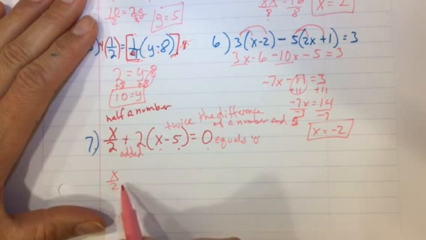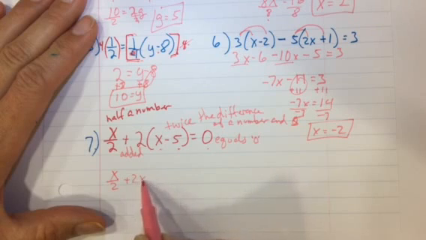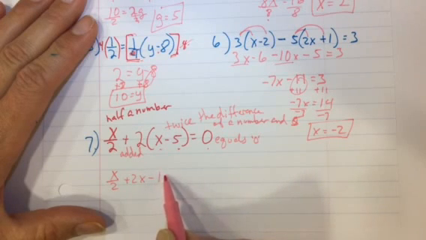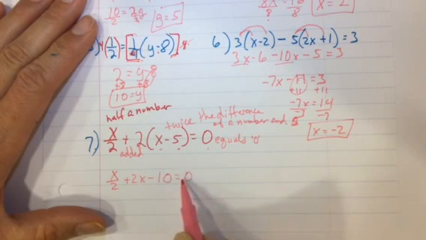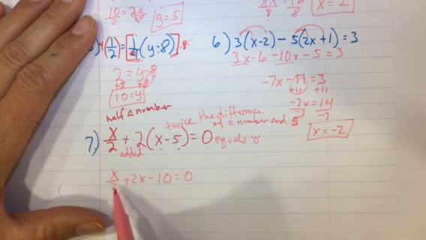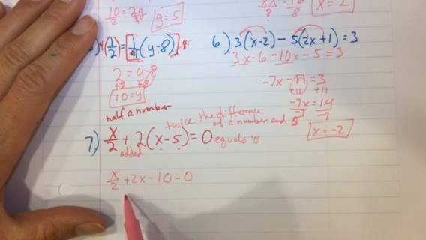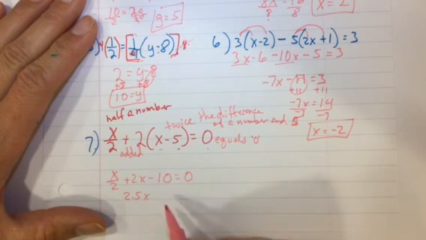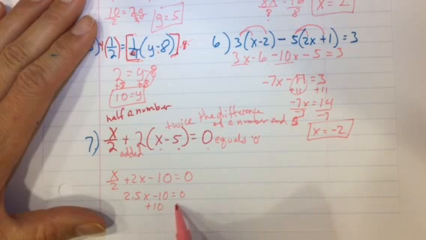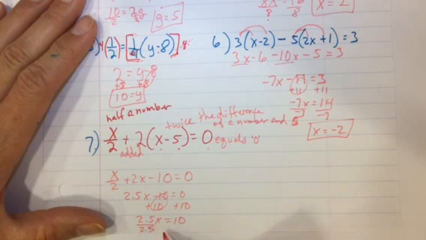We get x over 2 plus 2(x minus 5) is equal to 0. I'm going to do something kind of crazy here. I'm going to say that this is equal to 2.5x minus 10 is equal to 0, and then plus 10. I just want you to see that you could do that in more than one way. 2.5x equals 10, and then we divide both sides by 2.5.